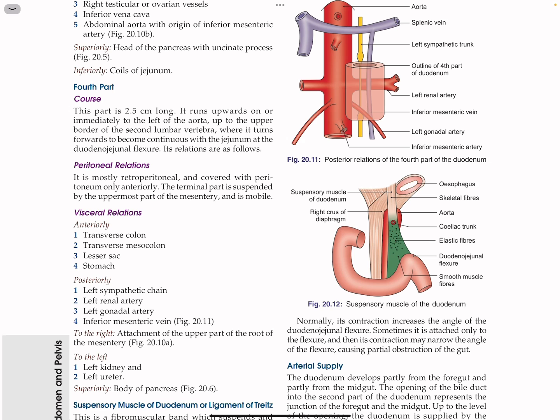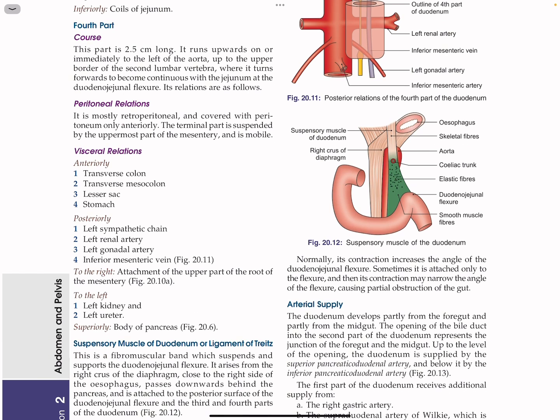Its relations are as follows. Peritoneal relations. It is mostly retroperitoneal and covered with peritoneum only anteriorly. The terminal part is suspended by the uppermost part of the mesentery and is mobile.